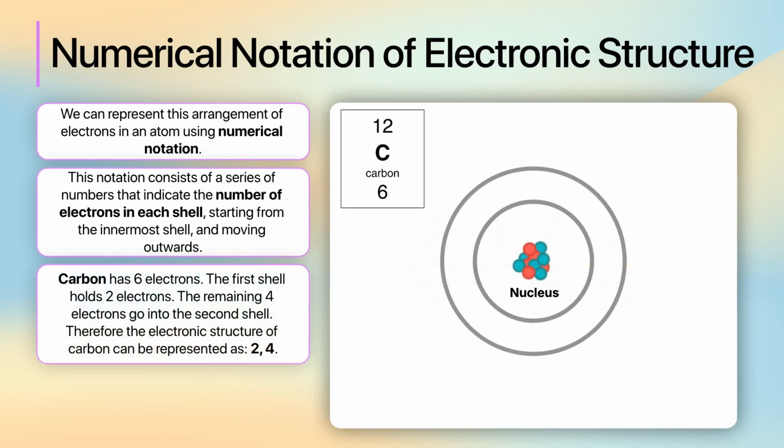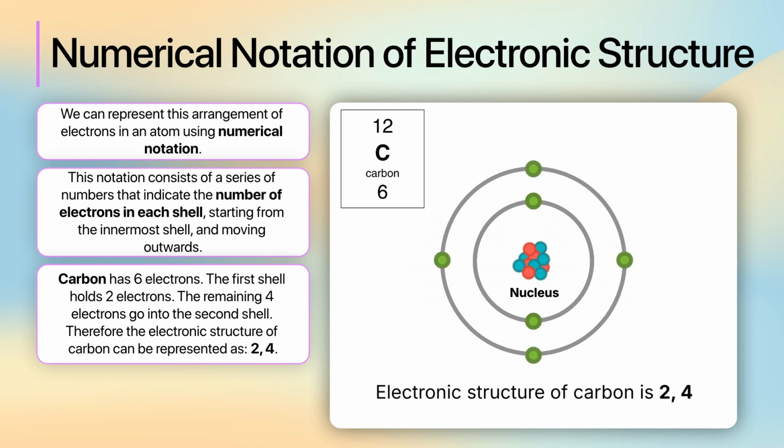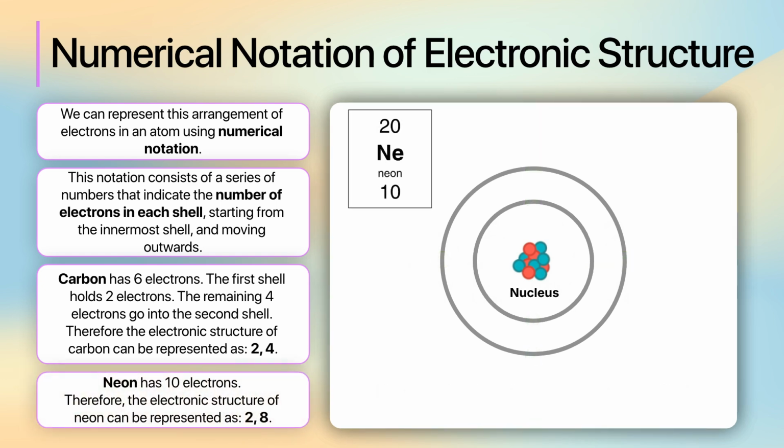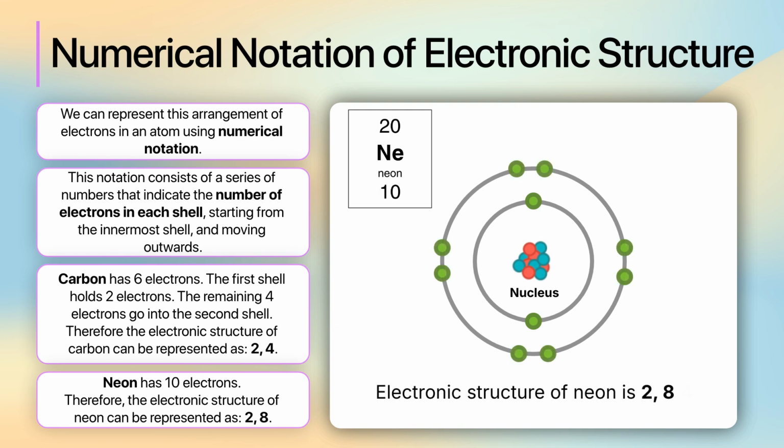Consider carbon, which has 6 electrons. The first shell holds 2 electrons. The remaining 4 electrons go into the second shell. Therefore, the electronic structure of carbon can be represented as 2, 4. Let's apply this to another example, neon, which has 10 electrons. The first shell will hold 2 electrons. The next 8 electrons will fill the second shell. Thus, the electronic structure of neon is 2, 8.